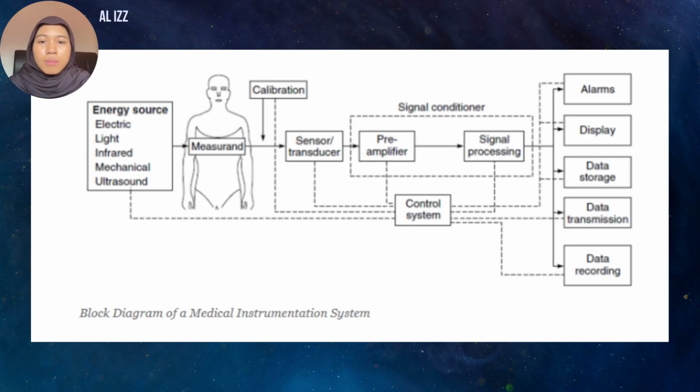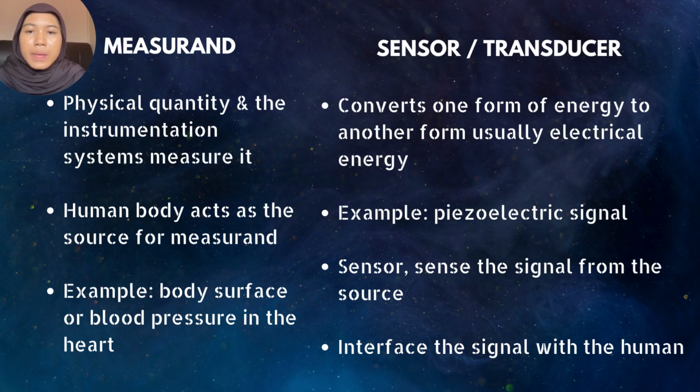This is the block diagram of the eHealth biomedical instrumentation system. Certain characteristics which are common in most instrumentation systems are also applied in biomedical instrumentation systems. Any medical instrumentation system would be made up of the following key components: measurement, sensor or transducer, signal conditioning, and display system. Measurement is the physical quantity that the instrumentation system measures. The human body acts as the source of the measurement and it generates biosignals, for example, blood pressure in the heart.